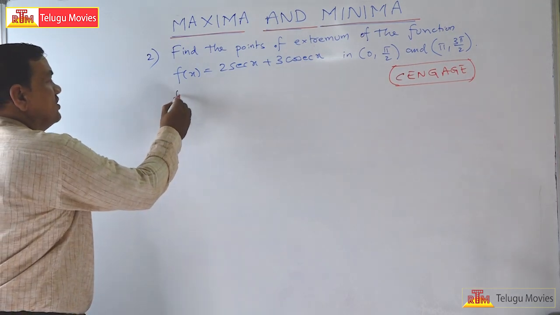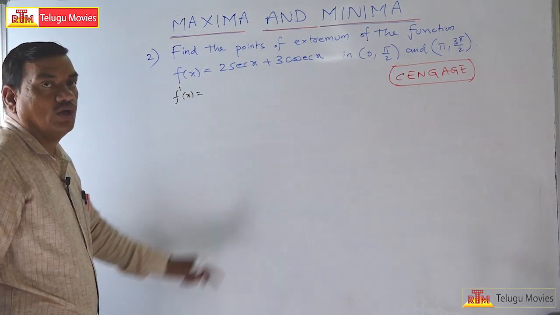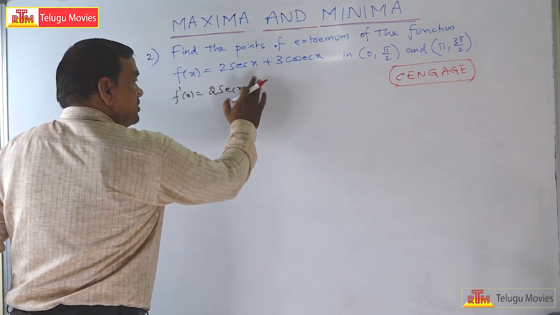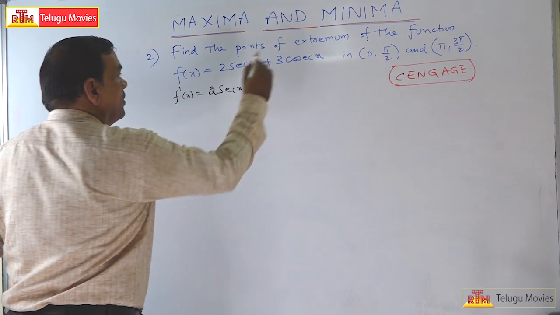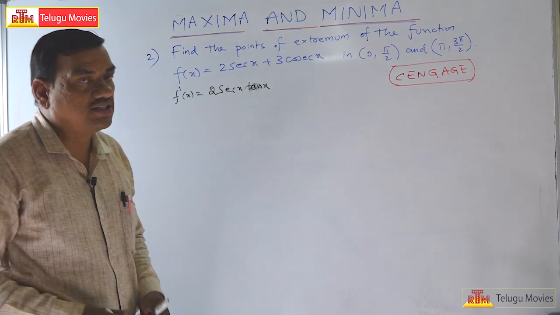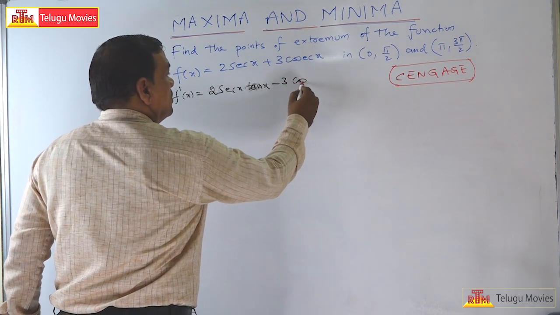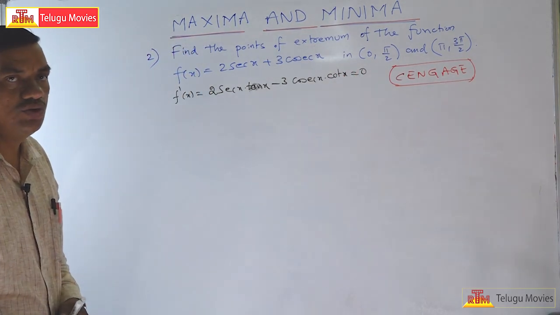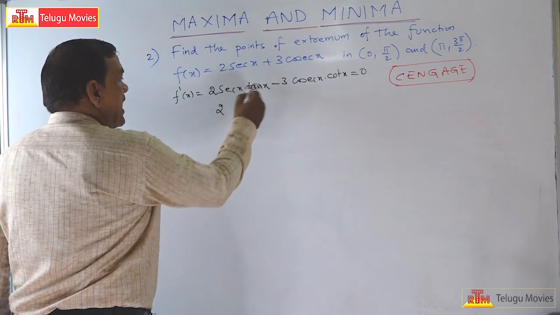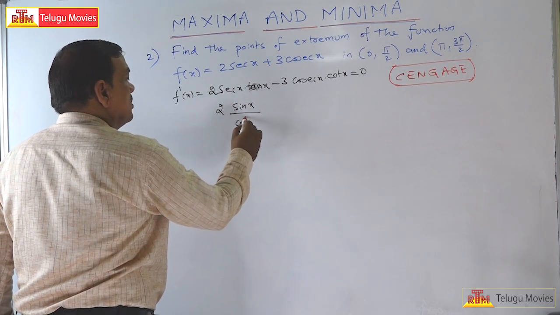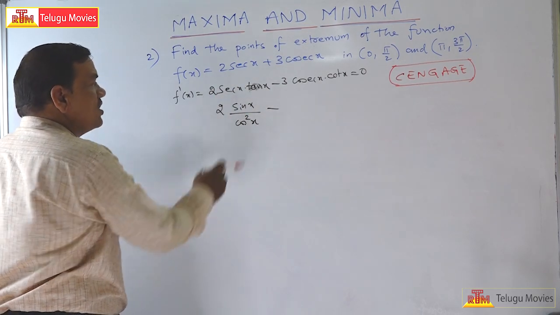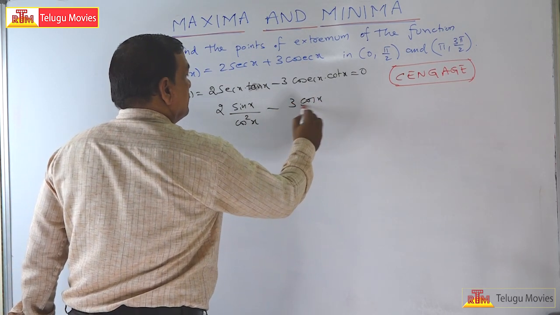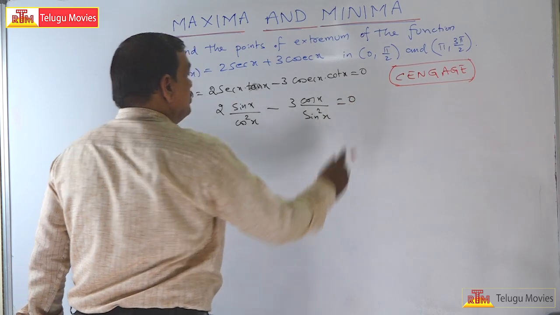So, what is the first derivative of this function? F dash of x is equal to 2 into the derivative of secant x, that is 2 secant x into tan x. Okay. The derivative of cosecant x is minus cosecant x into cot x. So, minus 3 times cosecant x into cot x. For maximum or minimum, you have to set this equal to 0. So, this is equal to 2 times sin x by cos square x. Why? Because secant x means 1 by cos x, tan x means sin x by cos x. Minus 3 times cos x by sin square x is equal to 0.